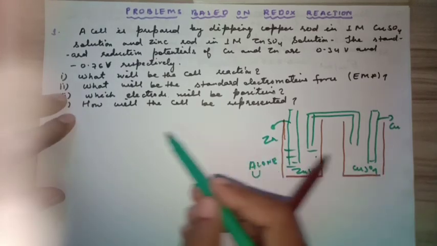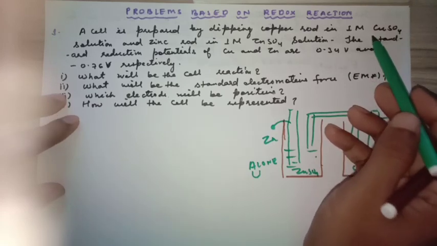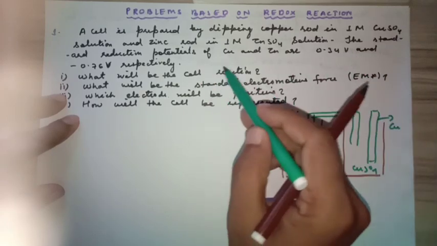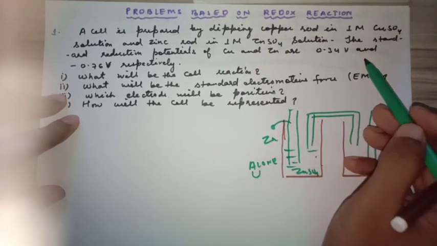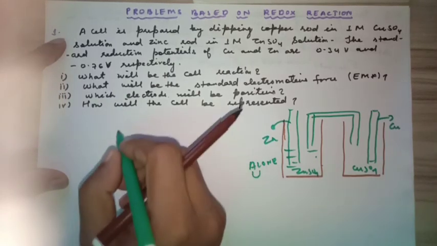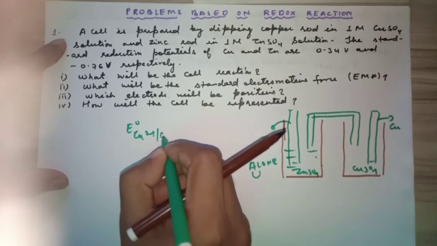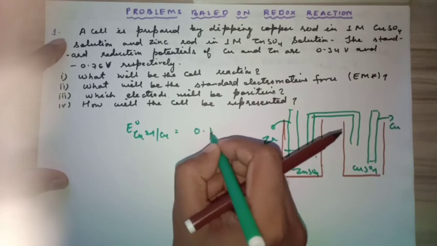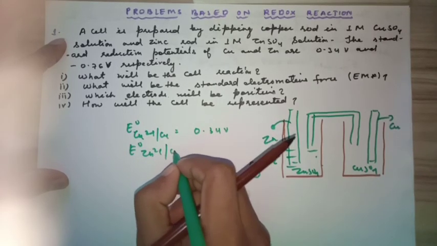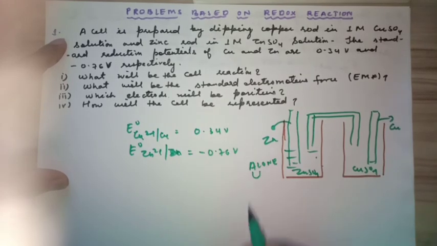It is given that a cell is prepared by dipping copper rod in 1 molar copper sulfate solution with zinc rod in 1 molar zinc sulfate solution. The standard reduction potentials of copper and zinc are 0.34 volt and minus 0.76 volt respectively. So E naught Cu2 plus/Cu is 0.34 volt and E naught Zn2 plus/Zn is minus 0.76 volt.